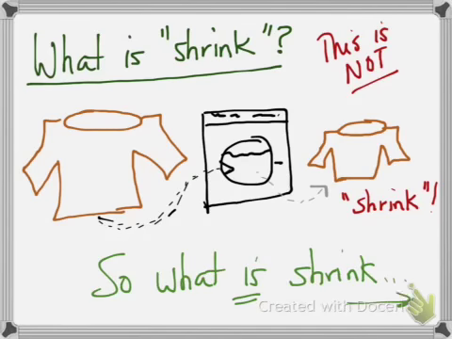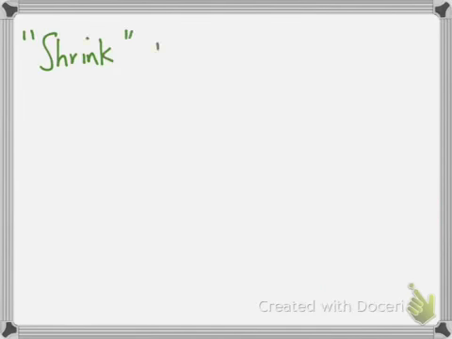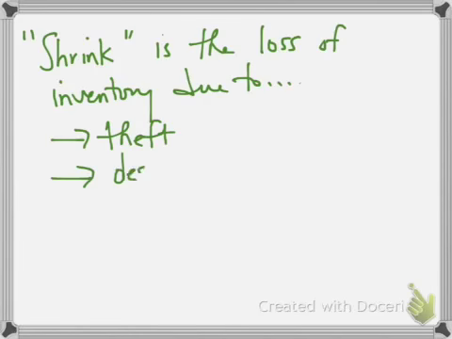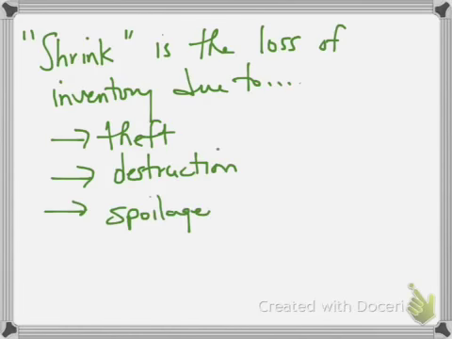So what is shrink? Shrink is the loss of inventory due to a number of potentially different factors: theft, destruction, spoilage, and errors. Accountants like to use euphemisms for unpleasant things like theft. So we'll call it shrink instead of saying our employees or our customers are stealing from us. That's what shrink means, that we've lost some inventory.